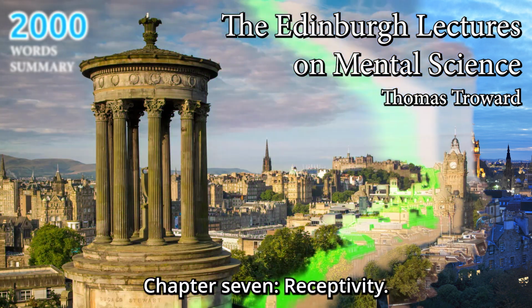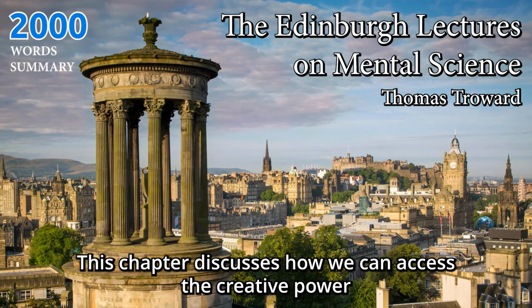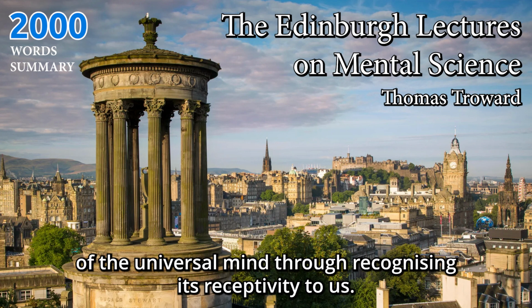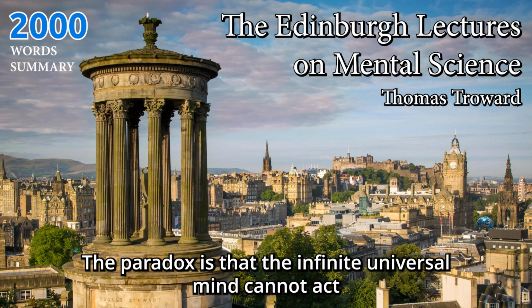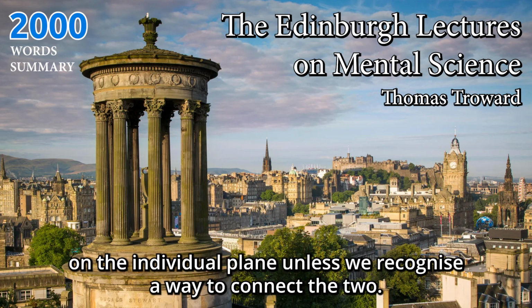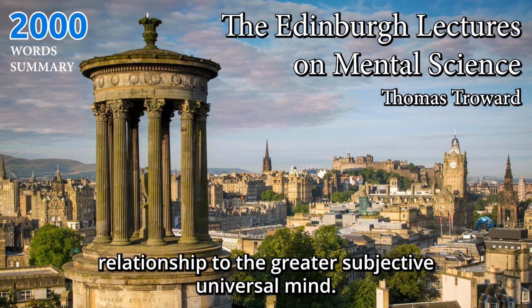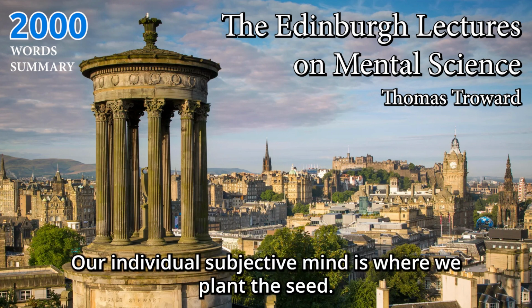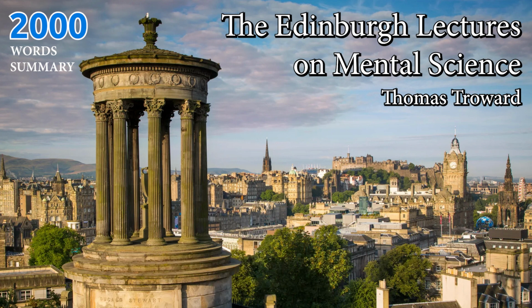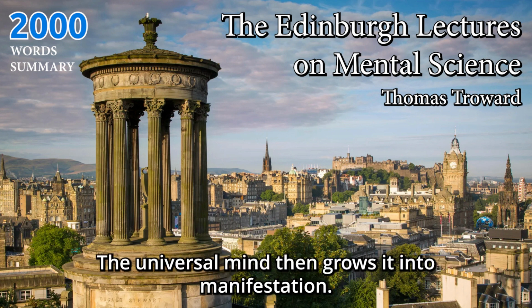Chapter 7. Receptivity. This chapter discusses how we can access the creative power of the universal mind through recognizing its receptivity to us. The paradox is that the infinite universal mind cannot act on the individual plane unless we recognize a way to connect the two. The bridge between infinite and individual is our subjective mind's relationship to the greater subjective universal mind. Our individual subjective mind is where we plant the seed. The universal mind then grows it into manifestation.